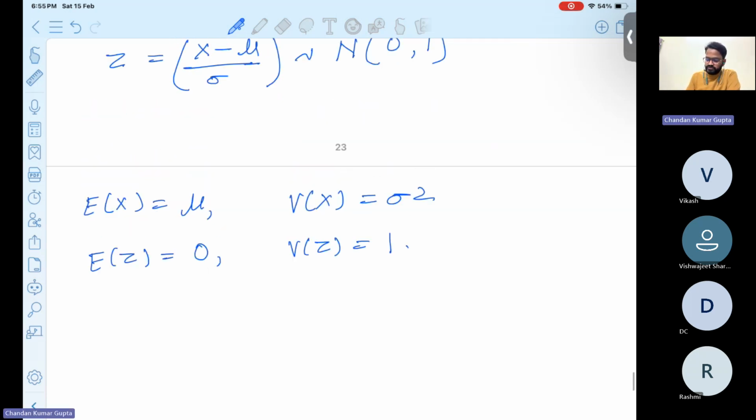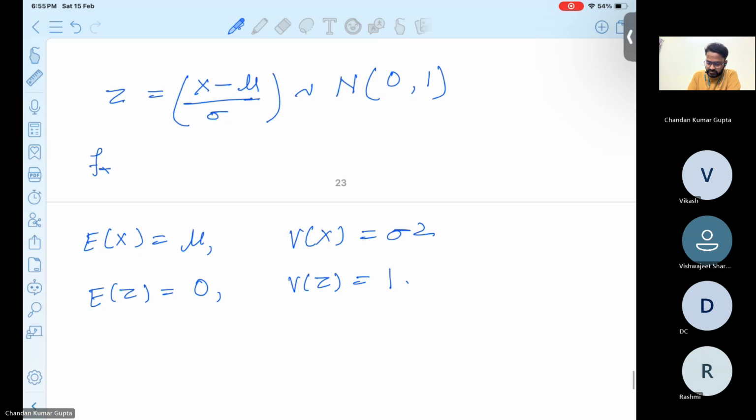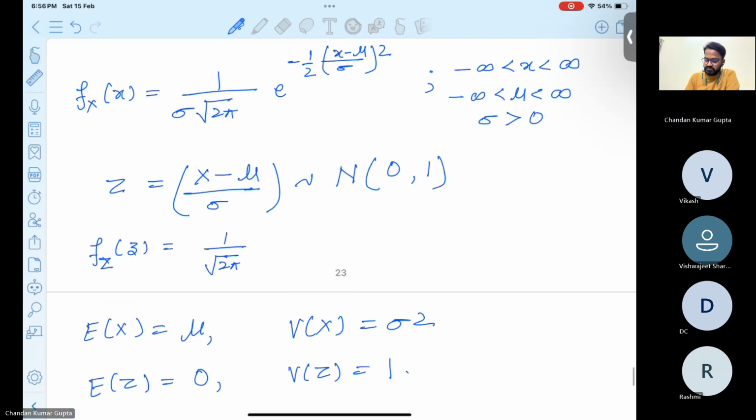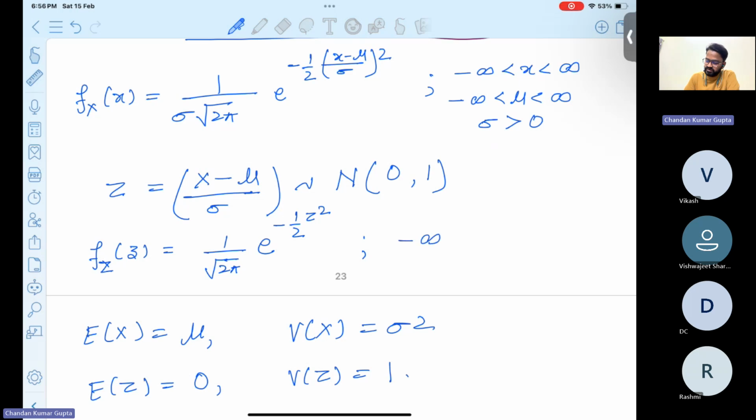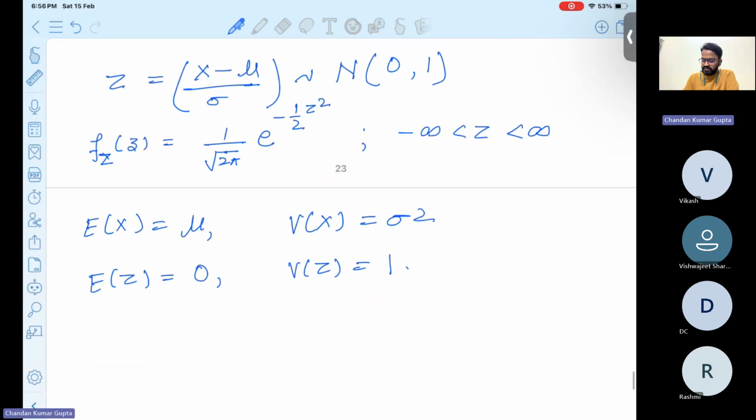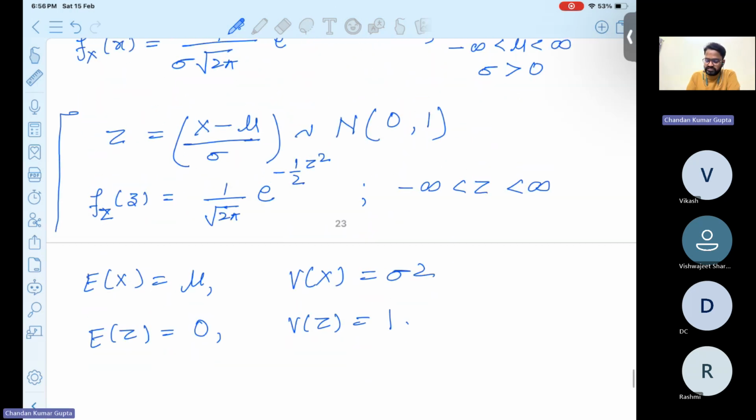Also, the PDF should be written here. The PDF of the standard normal distribution is 1 upon root 2 pi, since sigma equals 1, and e to the power minus 1 by 2 z squared, where the value of z lies between minus infinity and infinity. Okay, so we usually use this form when we are dealing with numerical probability of the normal distribution.